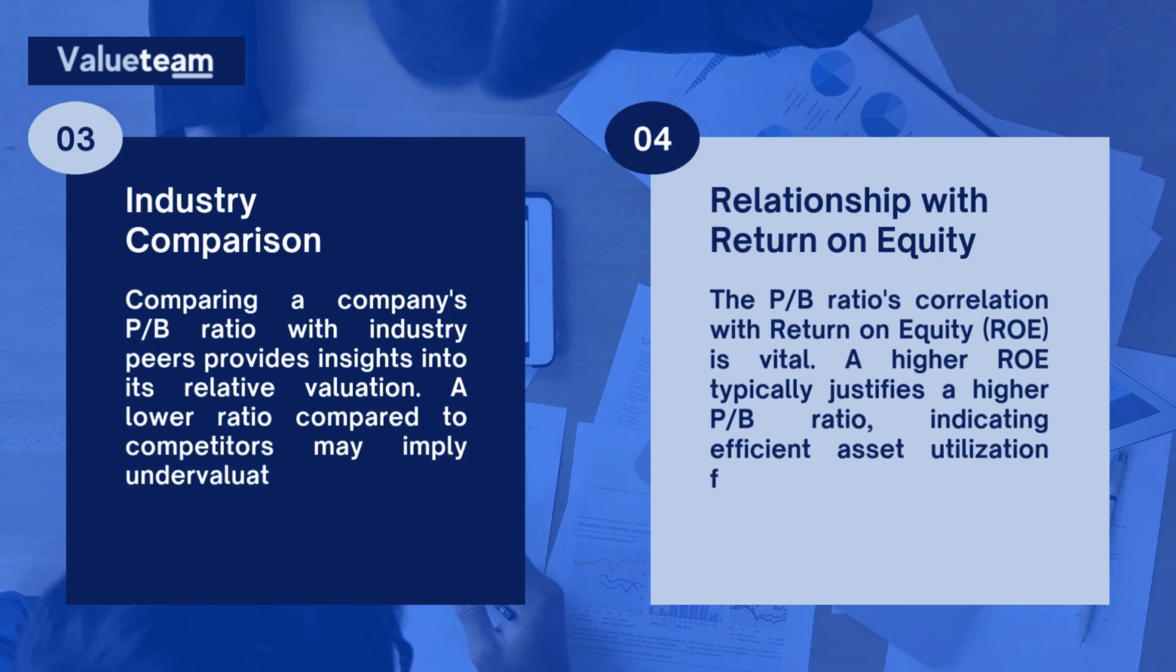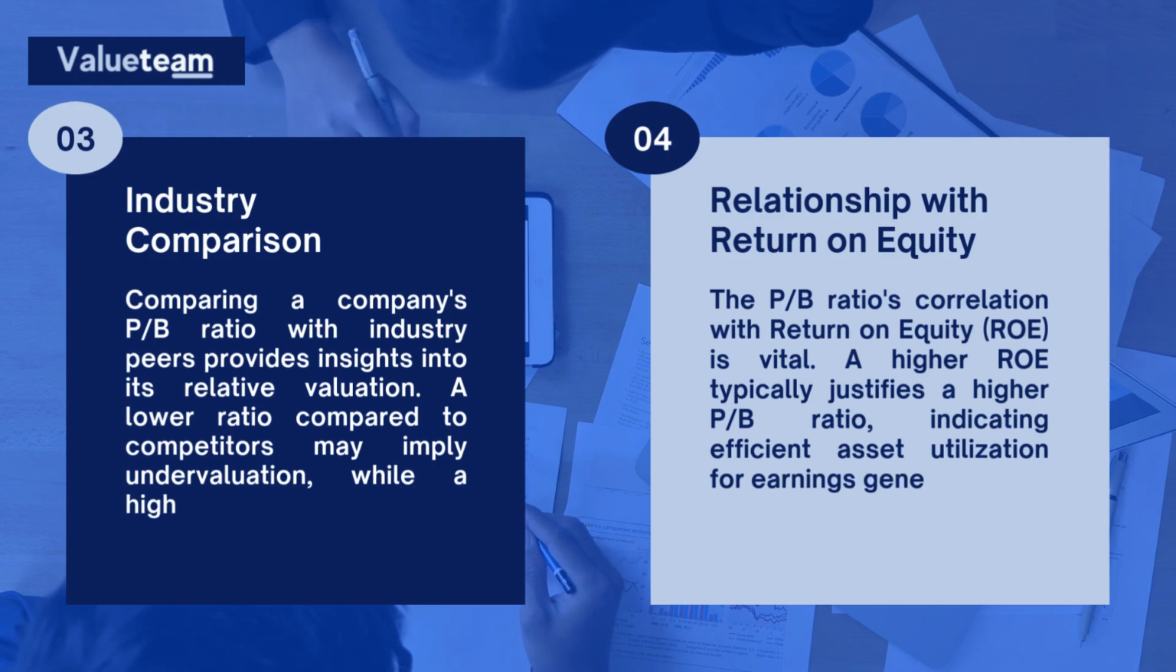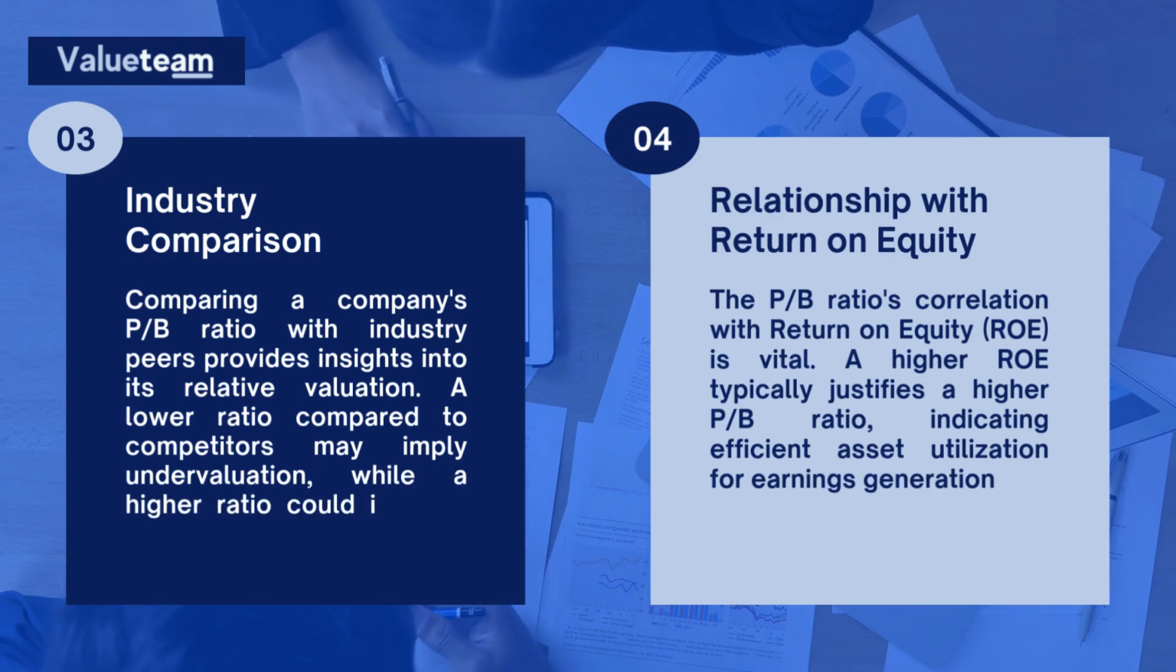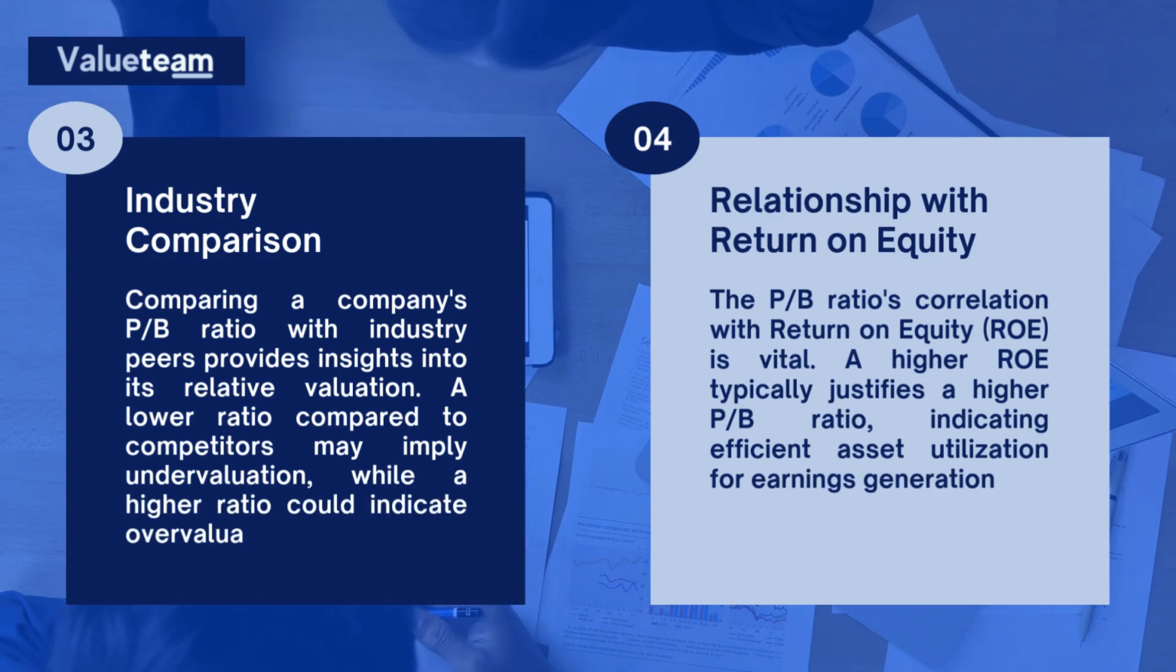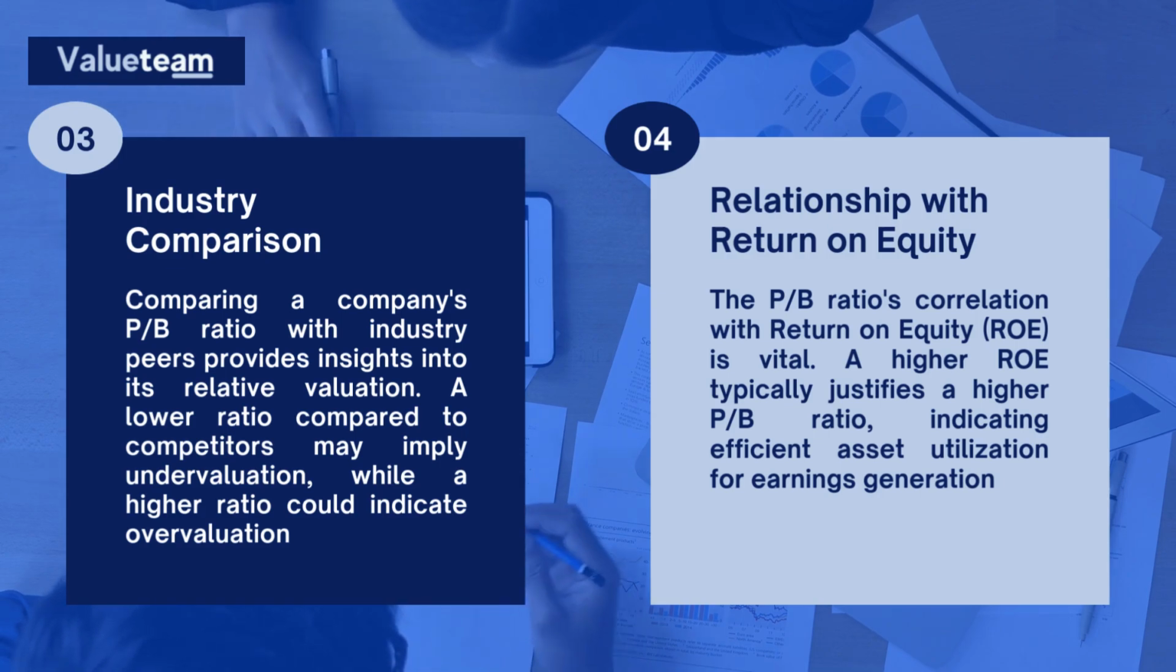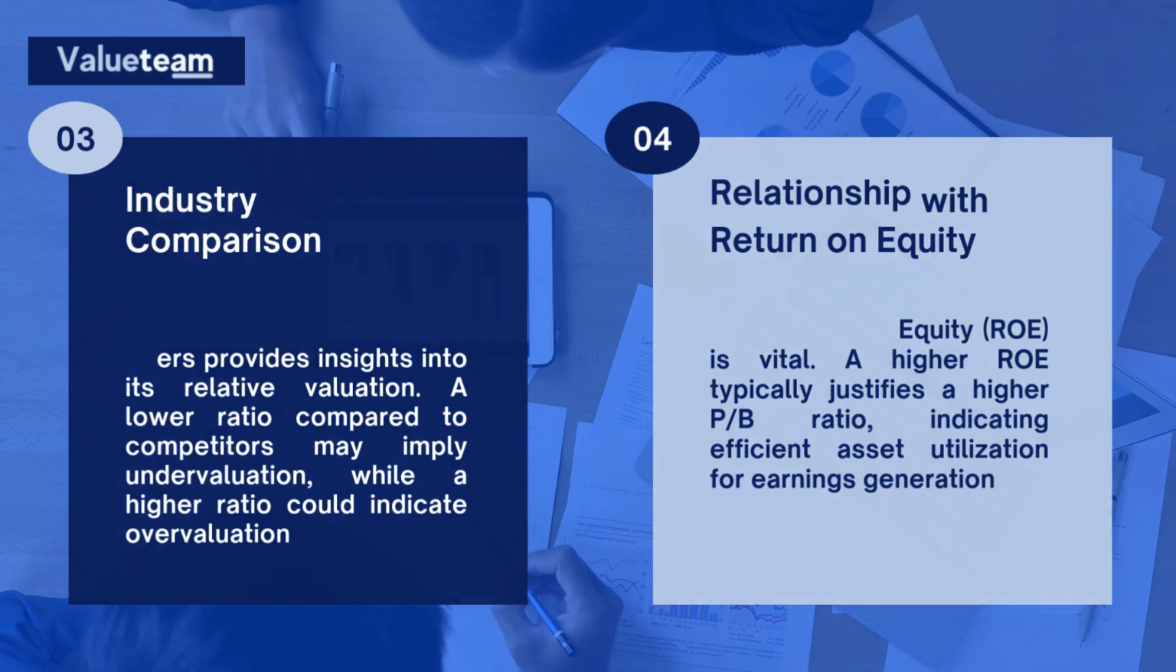Relationship with return on equity, ROE. The P/B ratio's correlation with return on equity, ROE, is vital. A higher ROE typically justifies a higher P/B ratio, indicating efficient asset utilization for earnings generation.